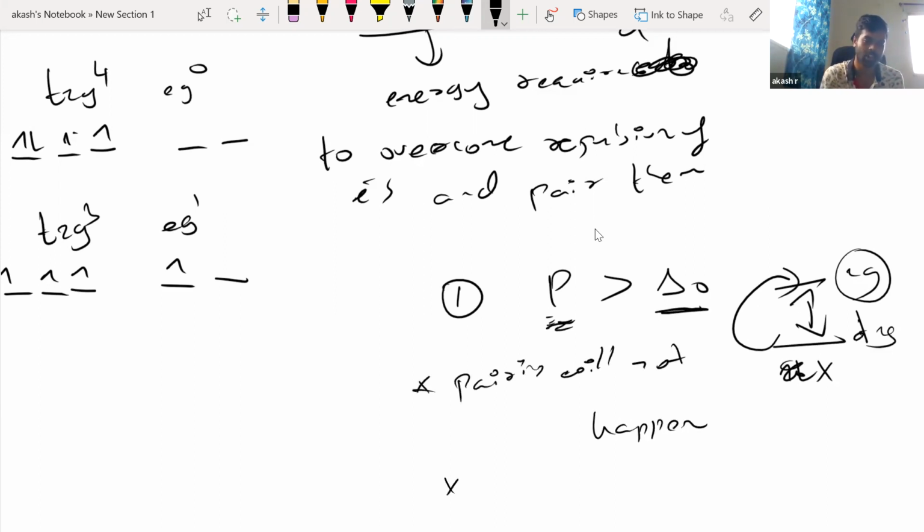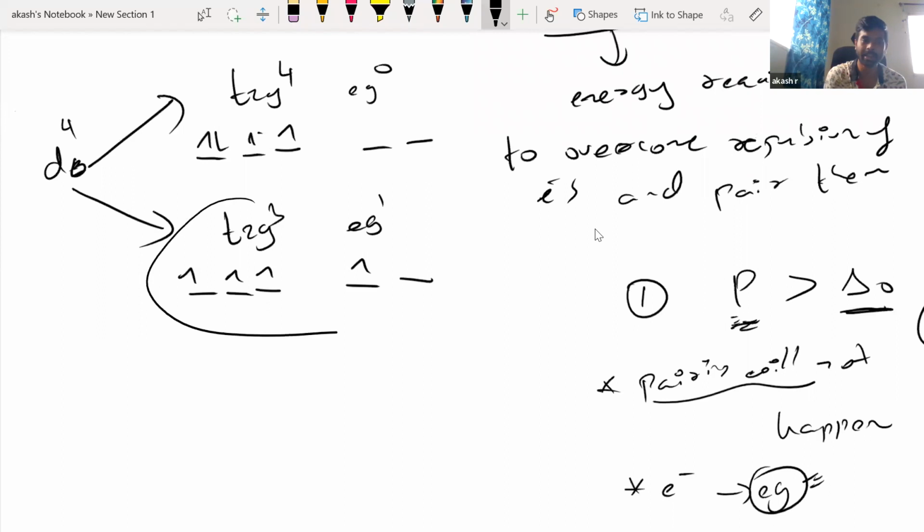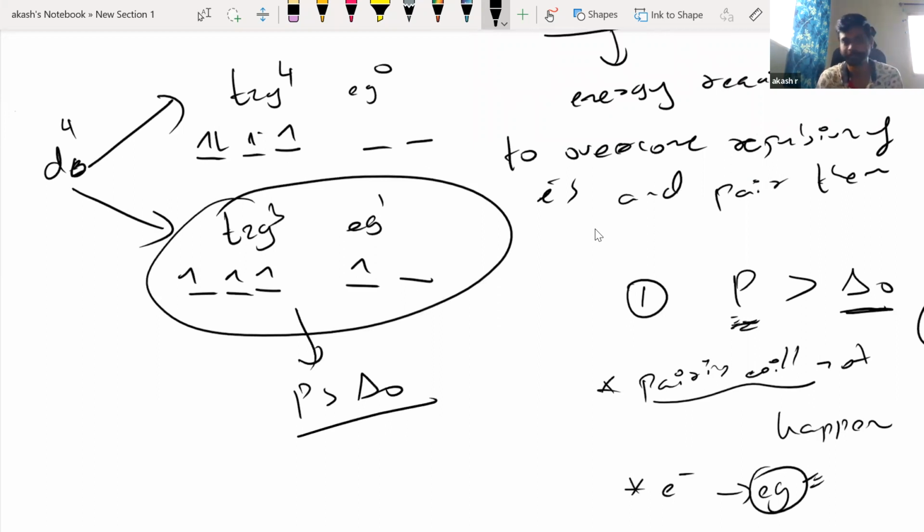The electron is going to go to Eg, because it will try to do whatever is minimum energy expenditure. Not only in this case, anything which happens in chemistry, we have to keep only one thing in mind: we need to go for minimum energy expenditure. Instead of pairing, if I put the electron in the Eg, that is where I spend minimum energy. So T2g3 Eg1 will happen if the pairing energy is greater than del O.